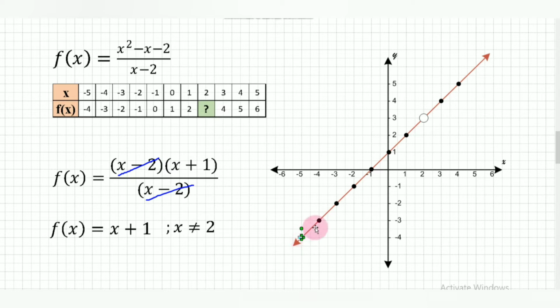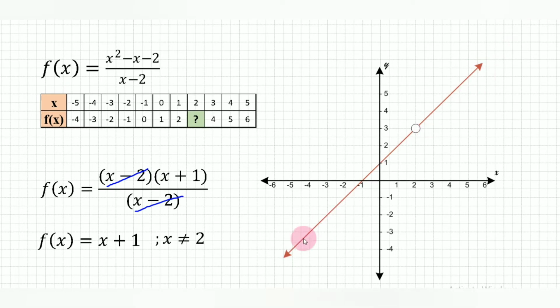So let me just make it simple. The conclusion is this graph with an open circle here is a graph of this rational algebraic function, which is x squared minus x minus 2 over x minus 2. Okay. And if I eliminate that open circle, actually this graph refers to this equation, x plus 1. So the big difference between a linear function x plus 1 and a rational function, which is this one, is just this open circle. This is what makes the difference between a rational algebraic function and a linear function.